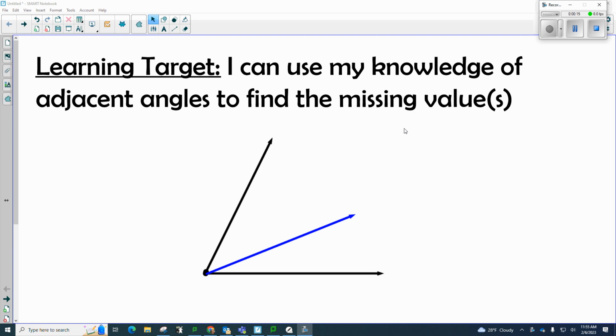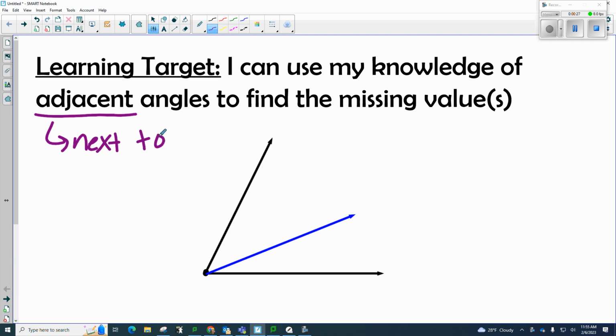First of all, let's talk about the vocabulary. We have this word adjacent, and what adjacent means is next to. So two angles that are next to each other, and they will share a common side. In this case, it's that blue line. So we have one angle here and one angle here that make up this whole big angle.